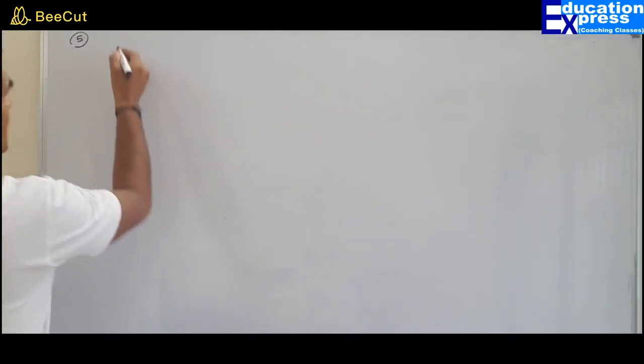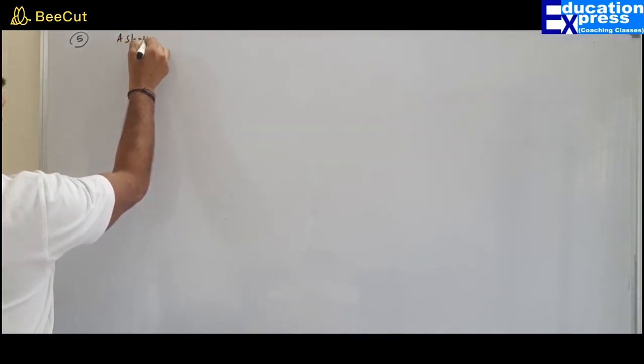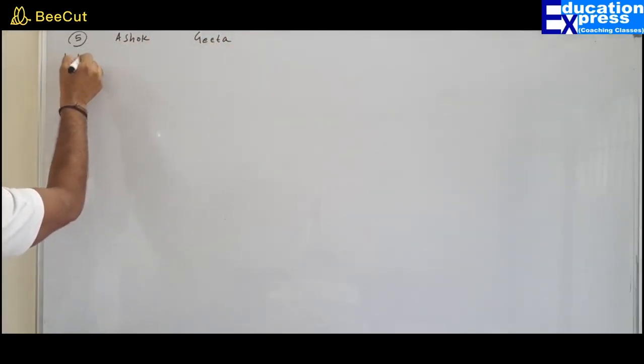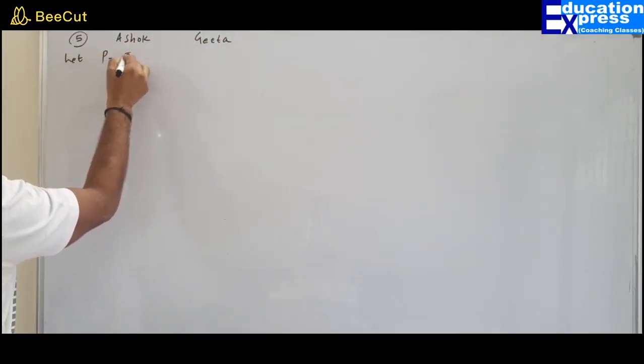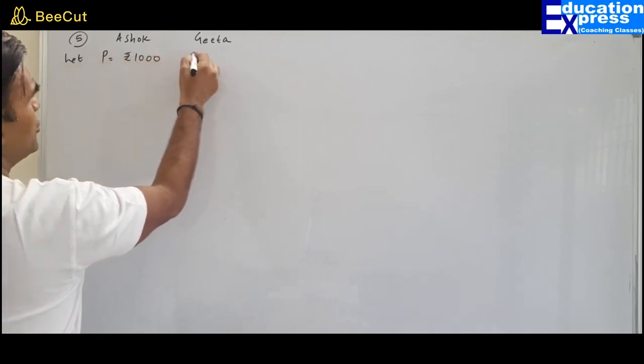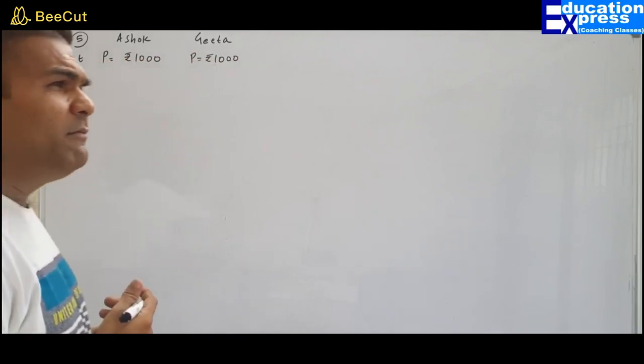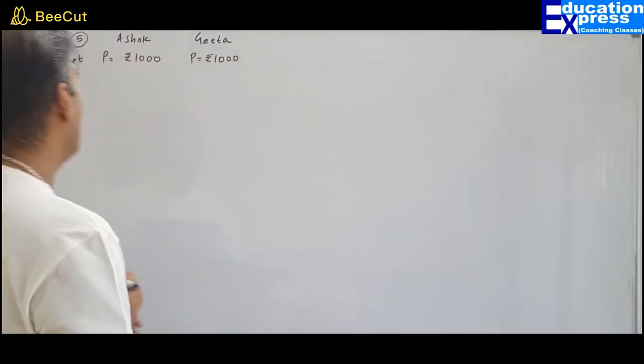So Ashok and Geeta. What about their principal? Principal is not given, but it is equal in both the cases. So let principal be rupees 1000. Whenever principal is not given, by and large, so far we had been taking 1000 only.